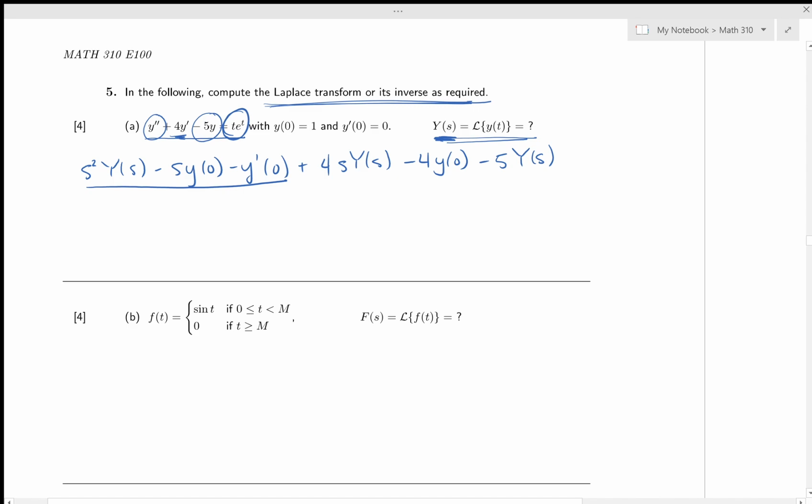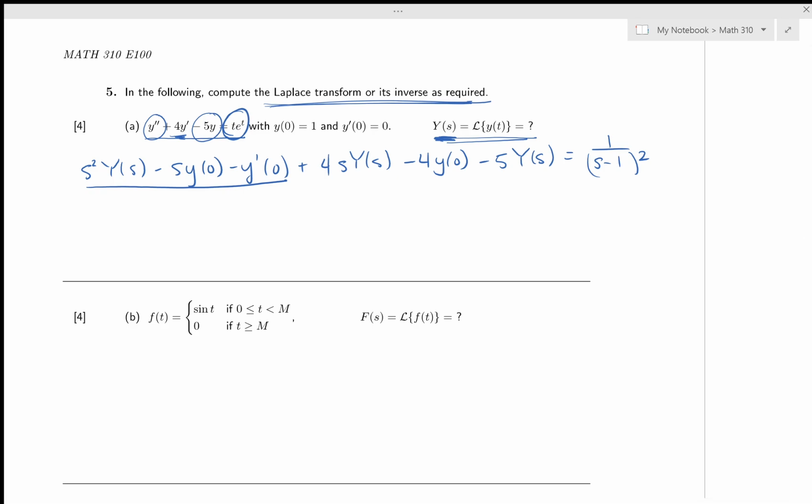And then I take the Laplace transform on the right hand side. What is the Laplace transform of t e to the t? And that is 1 over s minus 1 squared.